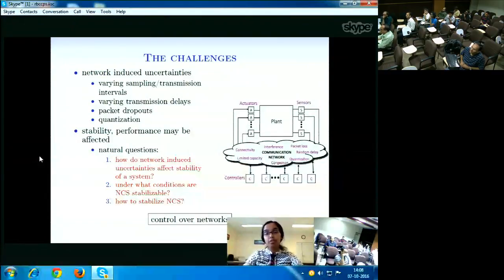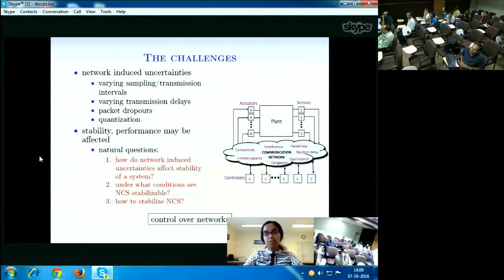Now, there could be buffer overflows due to congestion. Also, if there are long transmission delays, the packets may need to be reordered. So what happens is, if the receiver decides to discard the outdated arrivals, this situation also leads to packet drops.